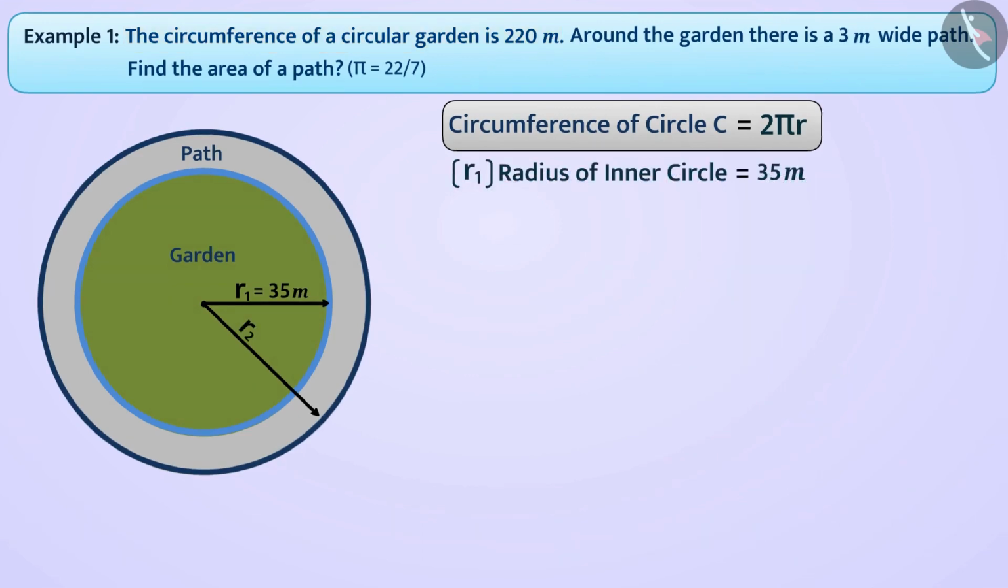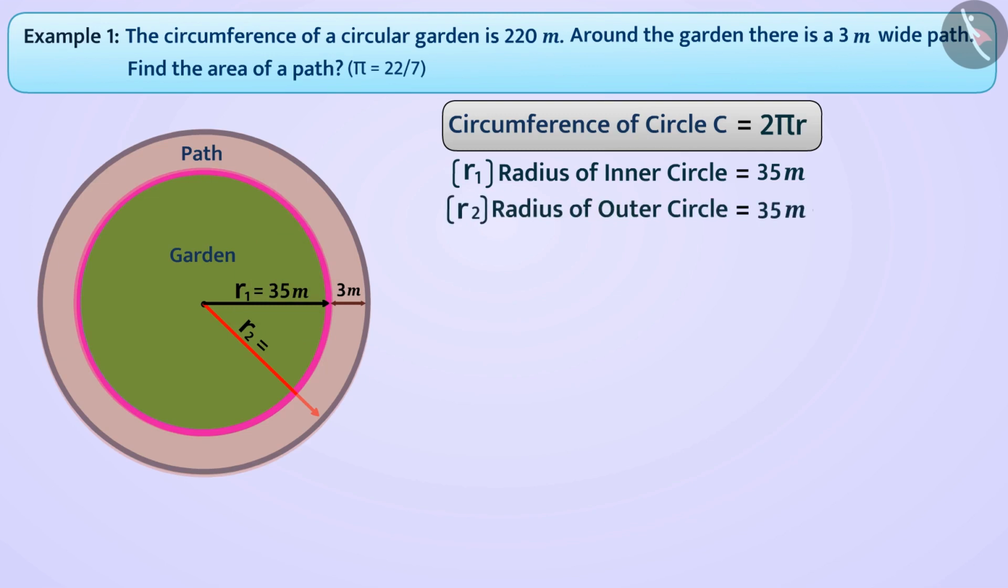Now, can you tell what will be the radius R2 of the outer circle? Think. Absolutely right. To find the radius of the outer circle, we need to add the width of the path to the radius of the circular garden. That is, radius of outer circle R2 is 35 meter plus 3 meter, which is equal to 38 meter.